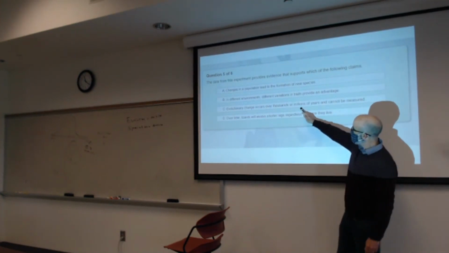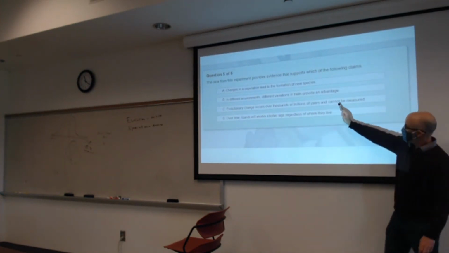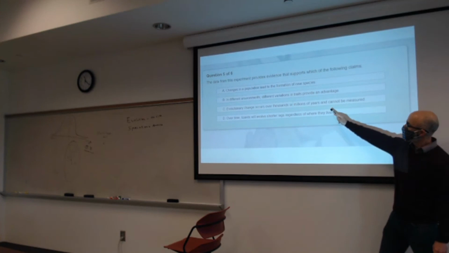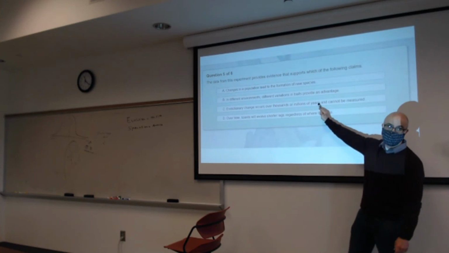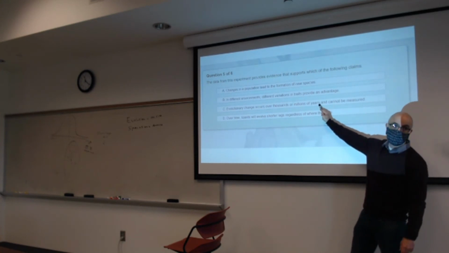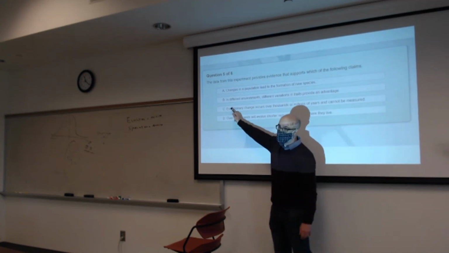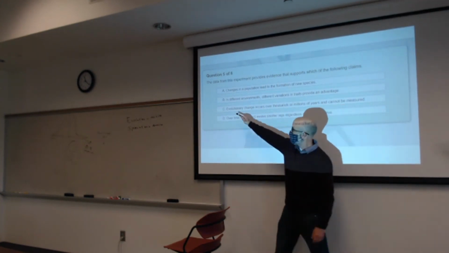Evolutionary change occurs over thousands or millions of years and cannot be measured. Why is that one wrong? Because what kind of time scale are we talking about here? What is it, 4 years, right? Cross this one off. That may be true, well, except for the cannot be measured part.